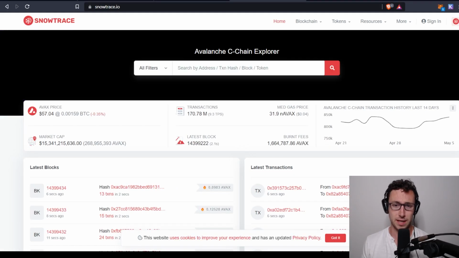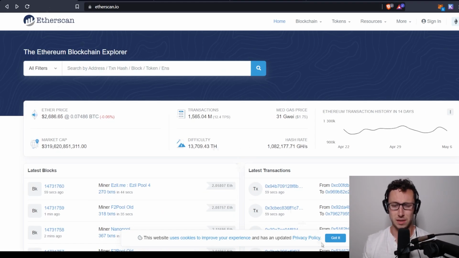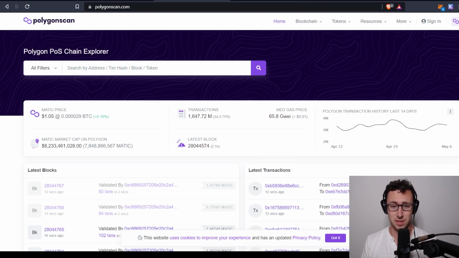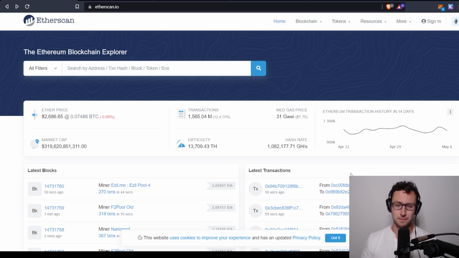Polygon has Polygon Scan, Avalanche has Snowtrace, and the other major chains mostly have something similar, and you could apply the same tactics that I'm going to talk about here to these other chains. And you could see, for example, that these ones look pretty much identical, right? But we'll focus on Etherscan. There's a lot of cool things you can do with this, so let's get into the video.